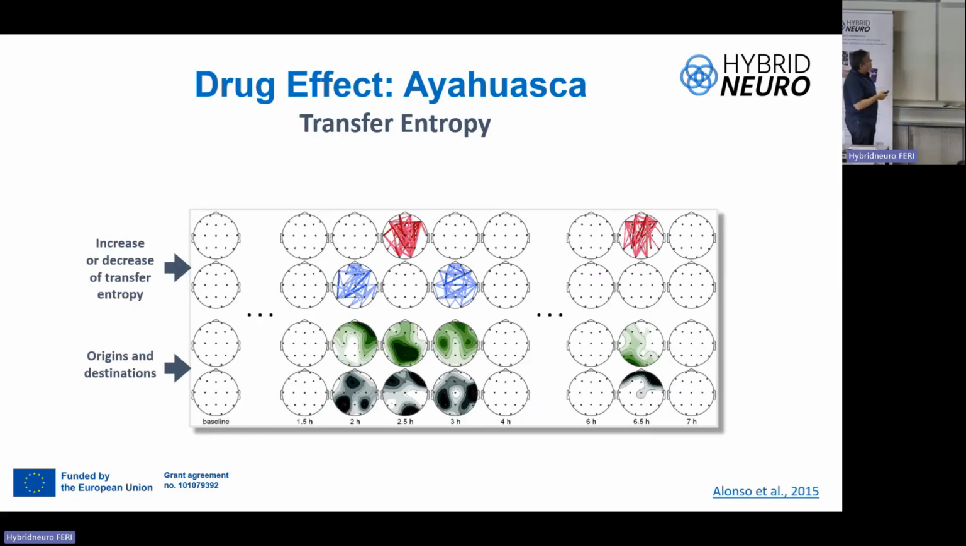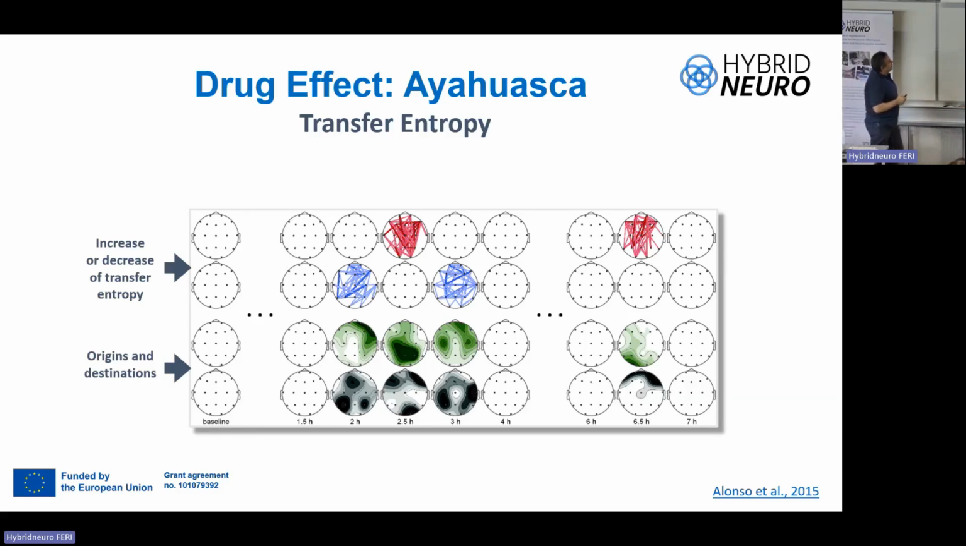Then the transfer entropy, in this case with ayahuasca. Ayahuasca is a very strong drug, especially from Latin America.